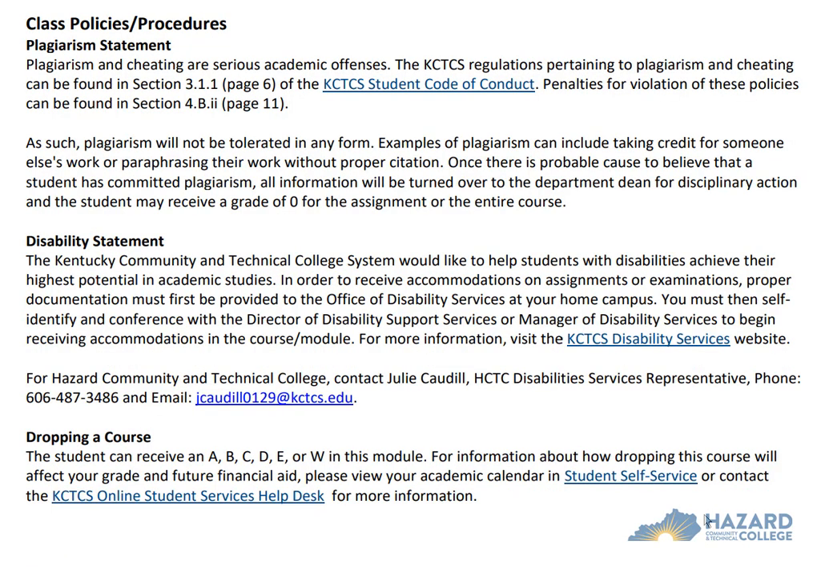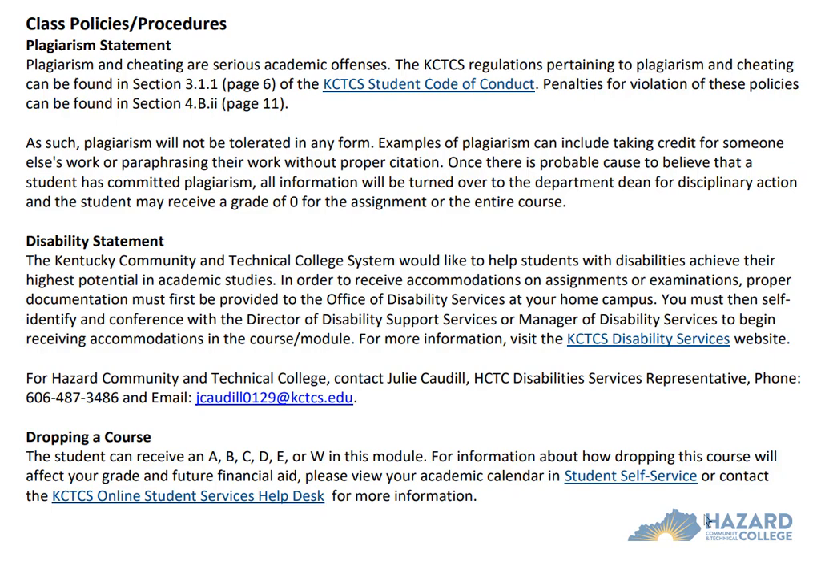Class policies and procedures. Plagiarism statement. Plagiarism and cheating are serious academic offenses. The KCTCS regulations pertaining to plagiarism and cheating can be found in the Student Code of Conduct. Penalties and violations of these policies are also found in the KCTCS Student Code of Conduct. Plagiarism will not be tolerated in any form, and examples of plagiarism can include taking credit for someone else's work or paraphrasing their work without proper citation.